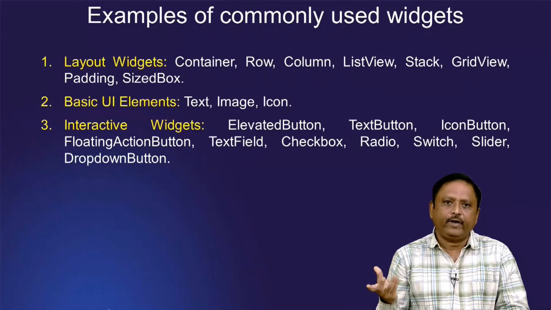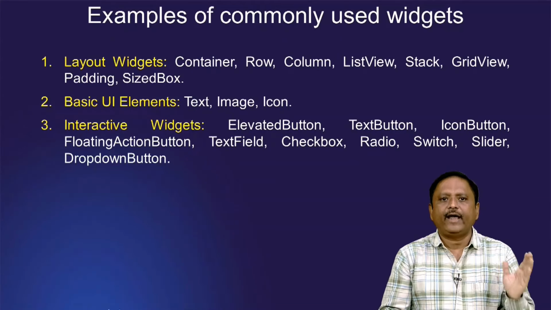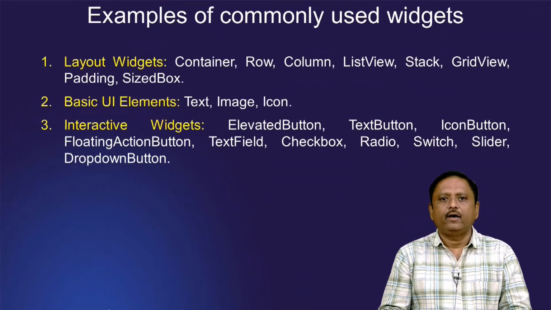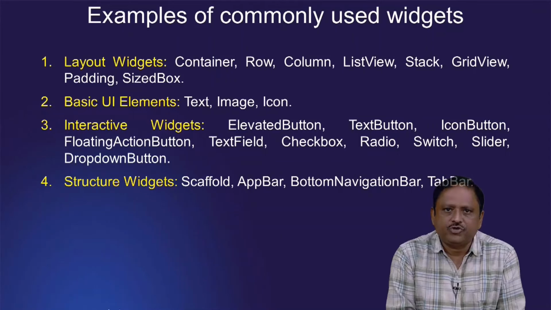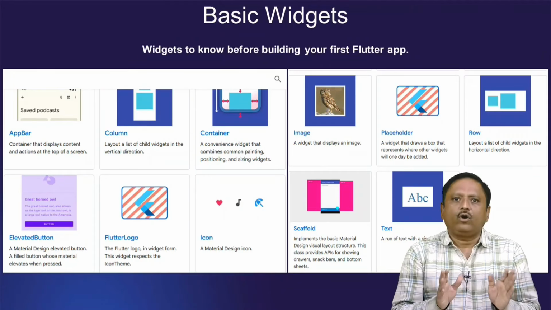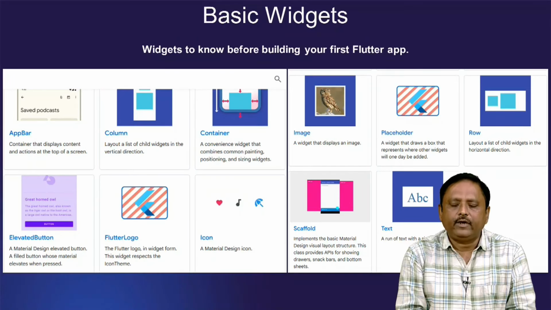Another is interactive widgets, which include elevated button, text button, icon button, floating action button, text field, checkbox, radio, switch, slider and drop down button. Another category is structure widgets, which include scaffold, app bar, bottom navigation bar and tab bar. Understanding Flutter widgets and how to utilize both stateless and stateful widgets effectively is crucial for developing efficient, responsive and visually appealing applications. These are your go-to tools when building a user interface in Flutter.